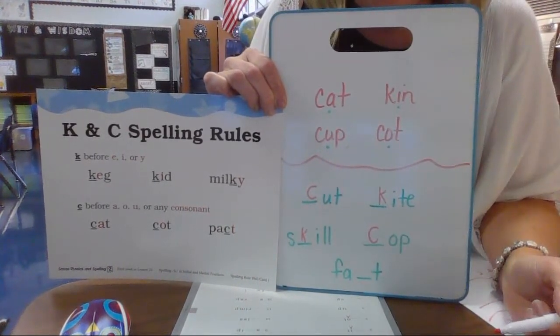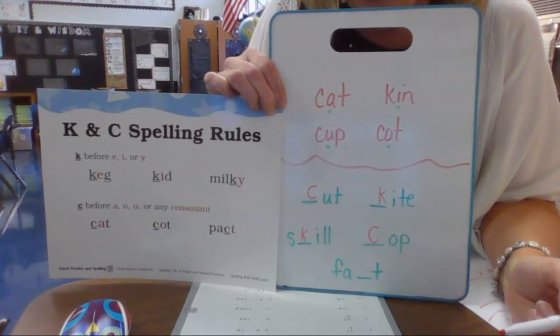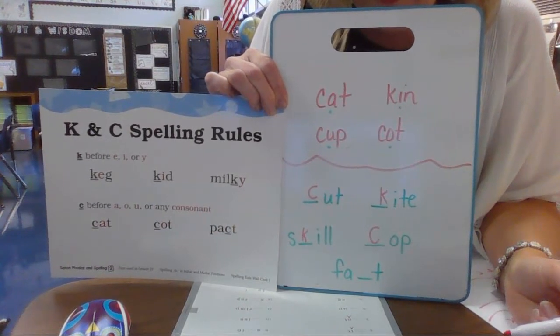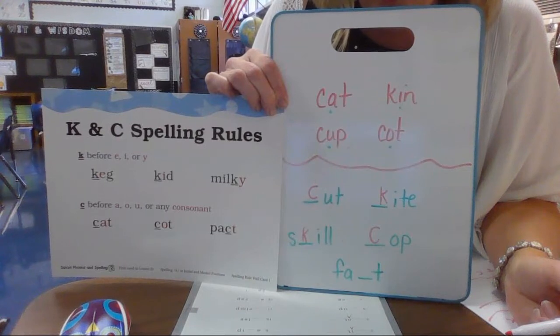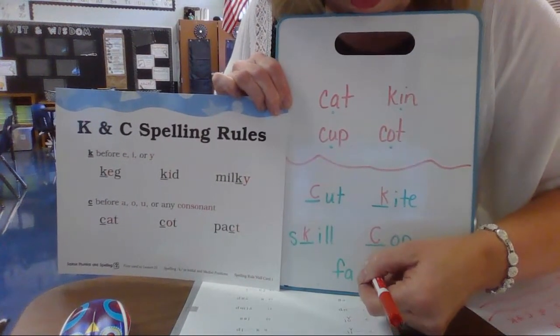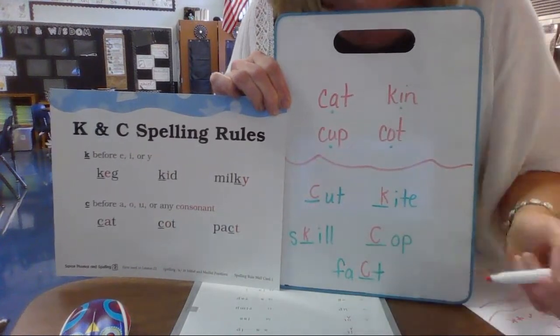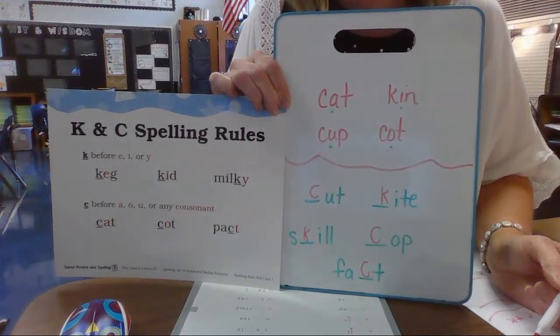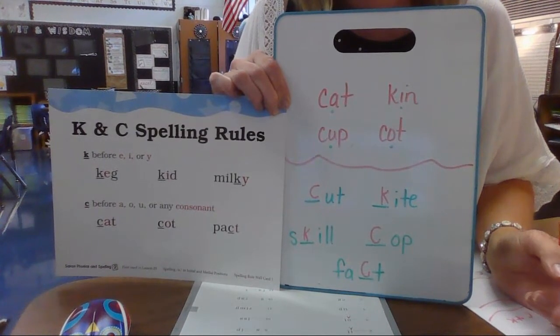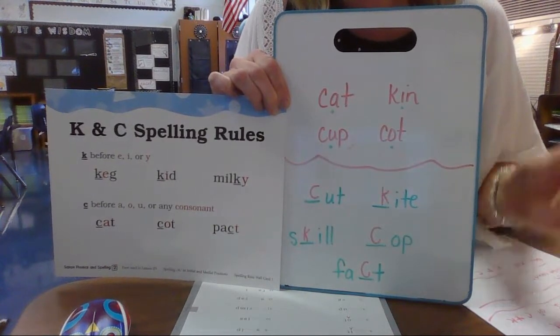Last one, a little tricky here. We have an A, okay, so that's part of it, and it says it would come before an A, O, U, or any consonant. So, fact. Okay, so now what I need you to do is pull out worksheet number 8. Let's quickly go over it before you go work on your own.